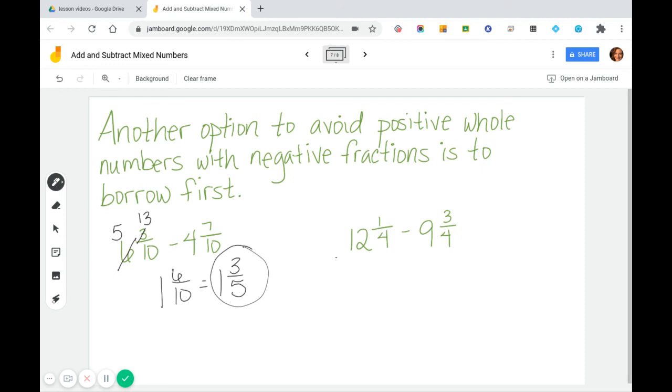I'm going to borrow a whole number and make this 11. And you don't have to do this every time it's a subtraction. It's only if you're going to end up with a positive whole number and a negative fraction, because that kind of weirdo answer is not okay. So if I borrow a whole number, I'm dealing with fourths. That would be adding 4/4 to my fraction. Or add your bottom number with your top number. Make that 5/4. Then I can do 11 minus 9 is 2. 5/4 minus 3/4 is 2/4. And that would reduce to 2 and 1/2.